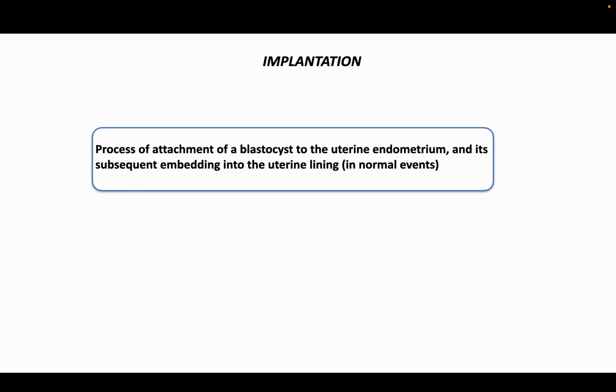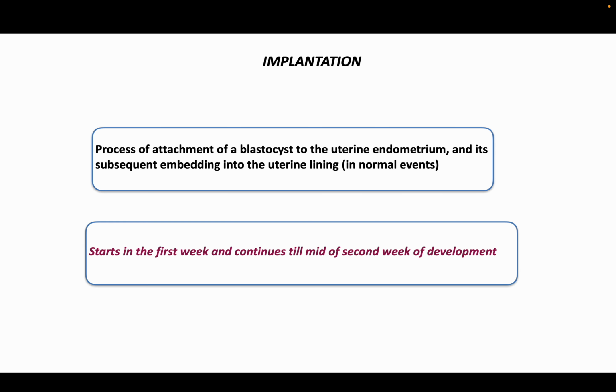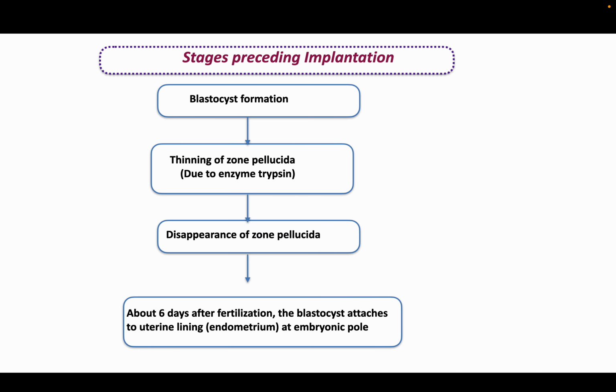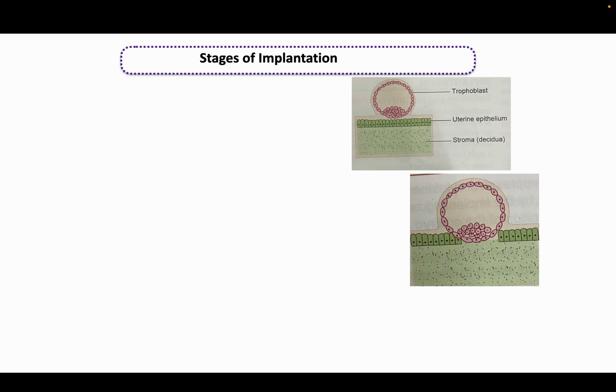Coming to implantation, this is the process of attachment of the blastocyst to the uterine endometrium and its subsequent embedding into the uterine lining in a normal event. It starts in the first week and continues till the middle of the second week of development. The stages preceding implantation are: the blastocyst is formed, the zona pellucida thins, then disappears. About 6 days after fertilization, the blastocyst attaches to the uterine lining, which we call the endometrium, at the embryonic pole. You can see here, this is the embryonic pole, this is the abembryonic pole.